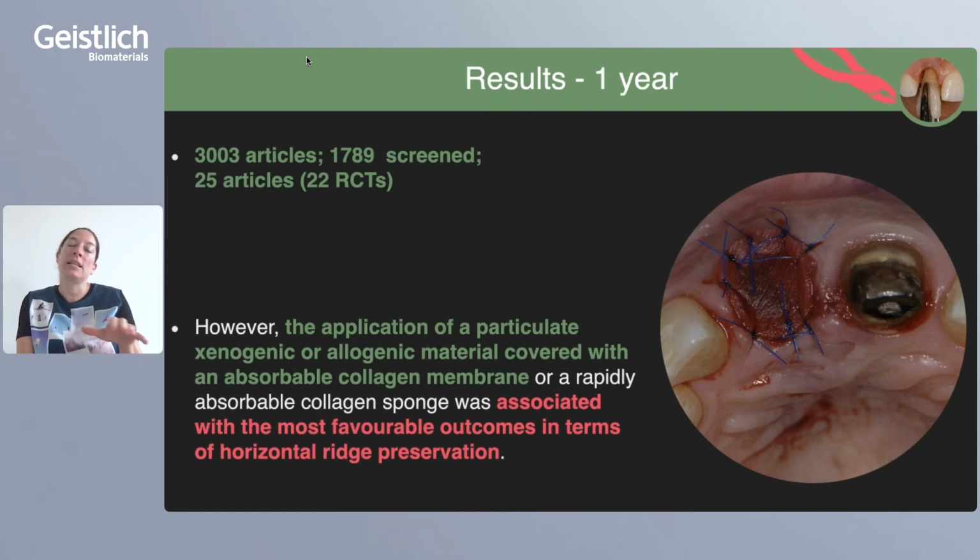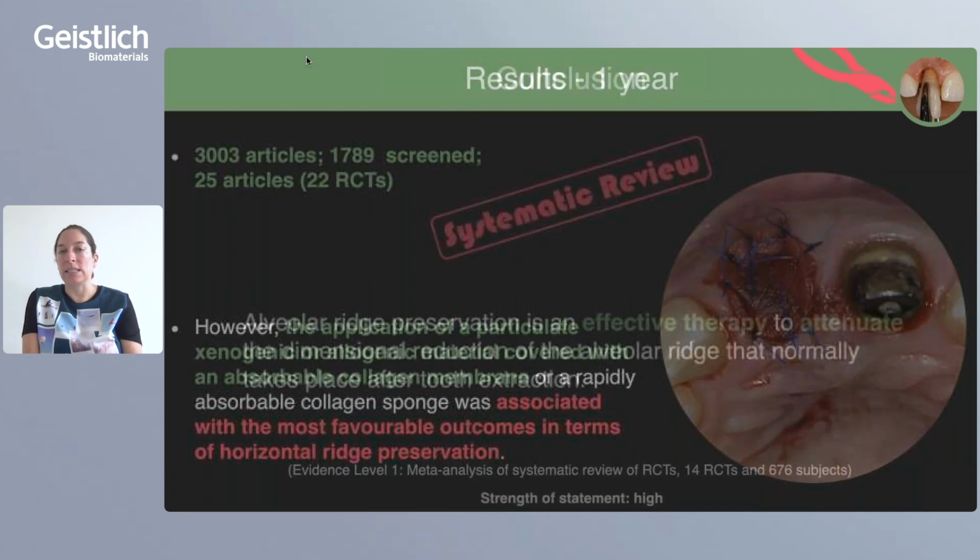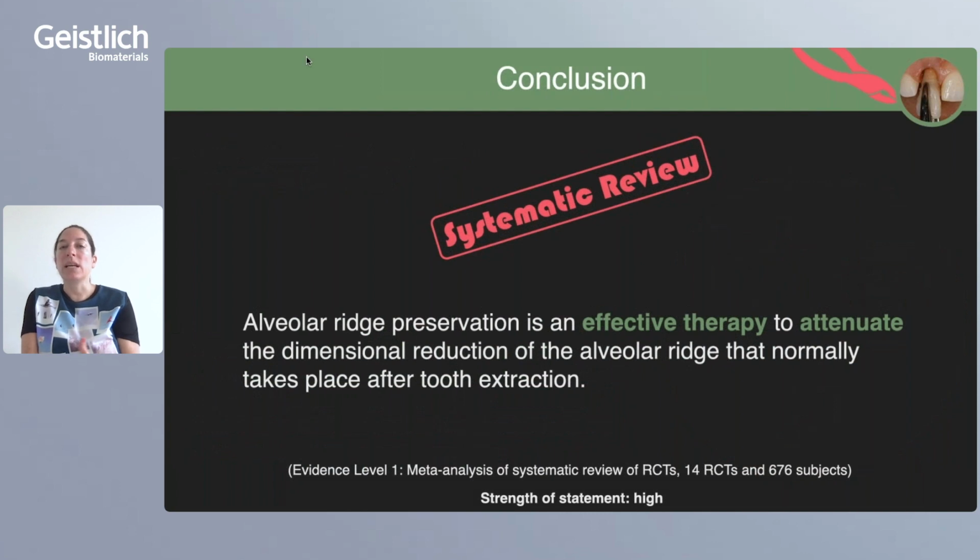So it is really important that you not only do a ridge preservation procedure in the alveolus, but it's also important that the ridge preservation of the alveolus is being covered, because there we don't have any soft tissue anymore at the time of tooth extraction. So it's called the socket seal. The socket also has to be sealed. That could really be shown in this systematic review. So they concluded that alveolar ridge preservation with the socket seal is an effective therapy to attenuate the dimensional reduction of the alveolar ridge that would normally take place after tooth extraction.